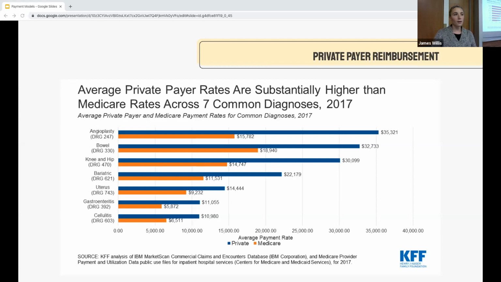And while the private payer rates are not necessarily correlated with Medicare or Medicaid, when Medicare or Medicaid decreases or increases their reimbursement for a specific code or procedure, they often follow suit and do similarly. This is a study from Kaiser, and they found that across multiple different diagnoses, the rates for reimbursement for private insurance companies were about, on average, 2 times higher than the Center for Medicare and Medicaid Services reimbursement rates.